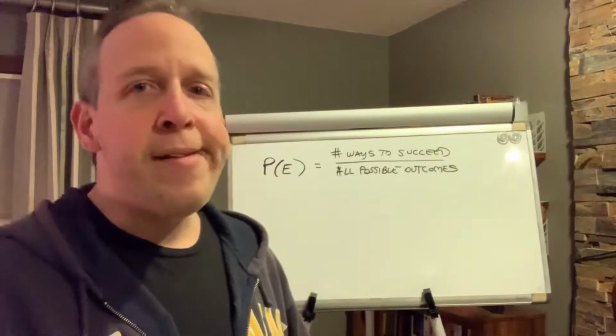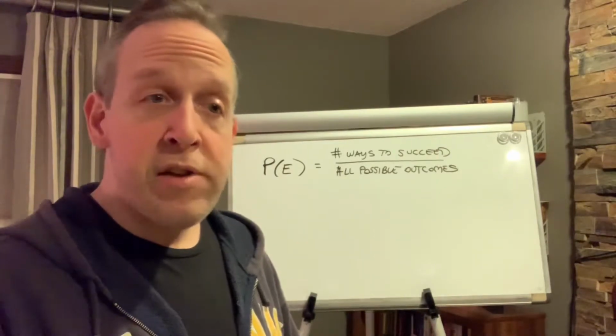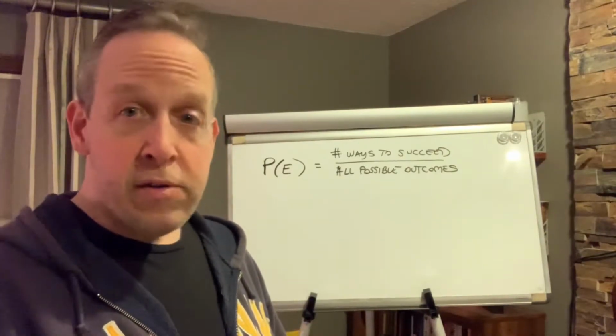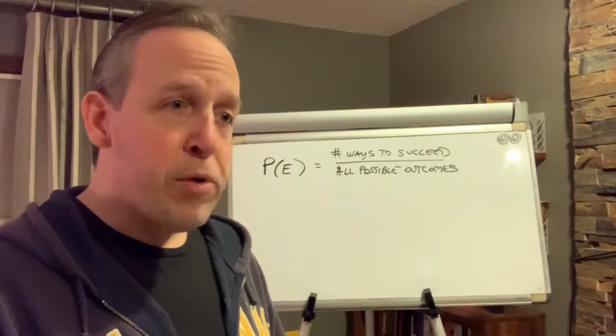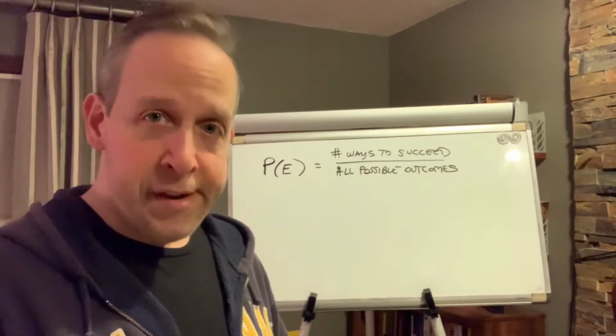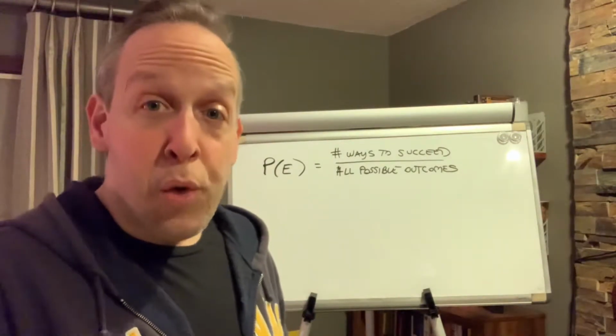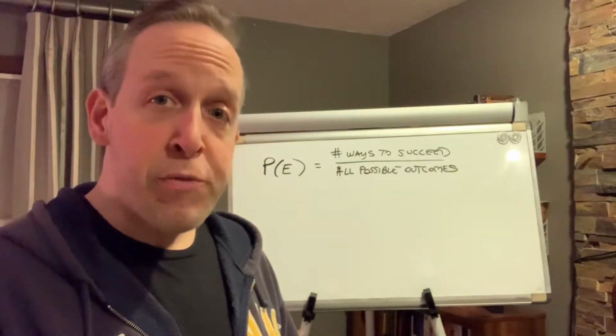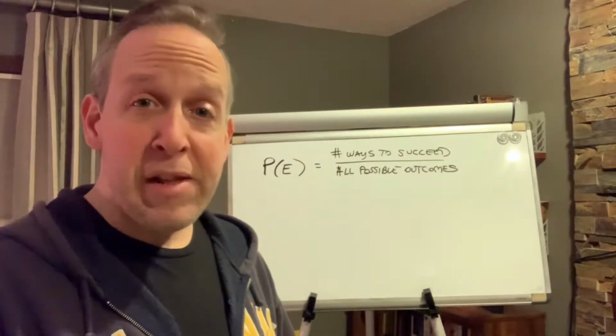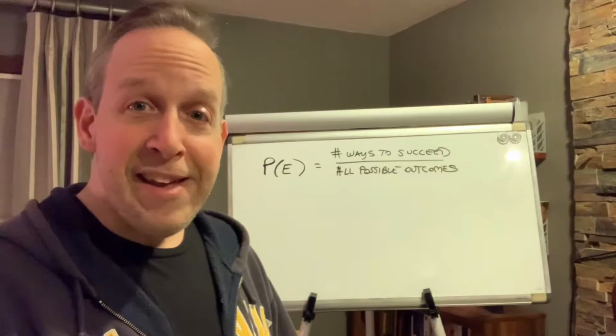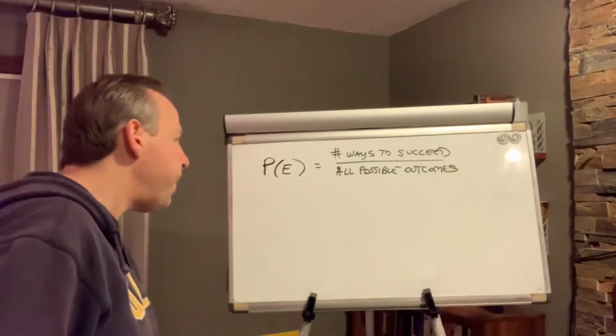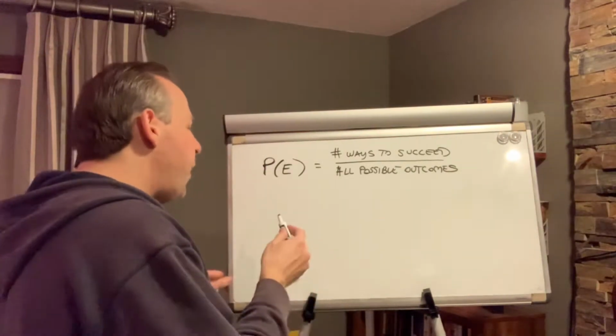If I roll a die, there are 6 sides in a regular die, so there are 6 possible outcomes. If I'm looking for the probability of rolling a 5, there's only one way to roll a 5 out of 6 possible outcomes. Probability of success, 1 in 6. Pretty straightforward, right?